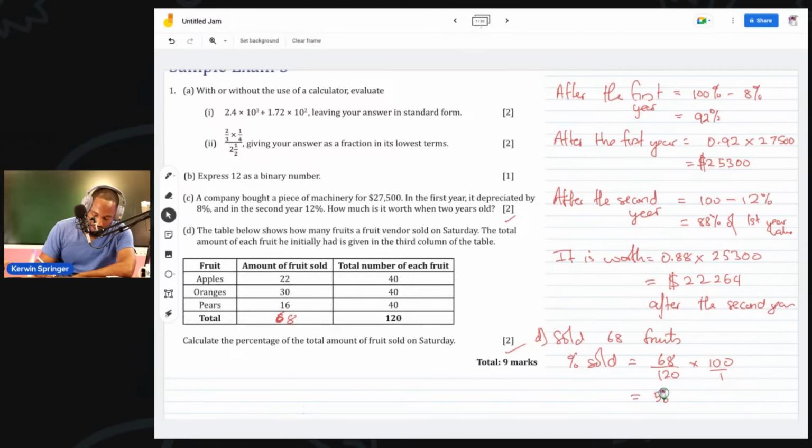56 2/3%. Now they didn't say to round it off to anything, so I'm keeping the exact value. If you round it off, it shouldn't be 56.6, it should be 56.7 or 56.67 or something like that. But I'm keeping the exact value, 56 2/3%.